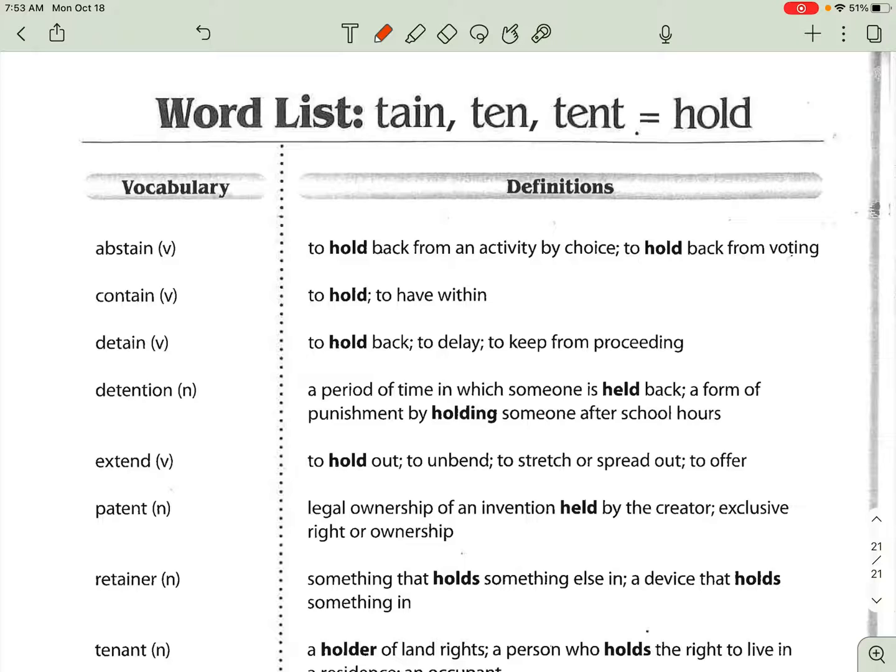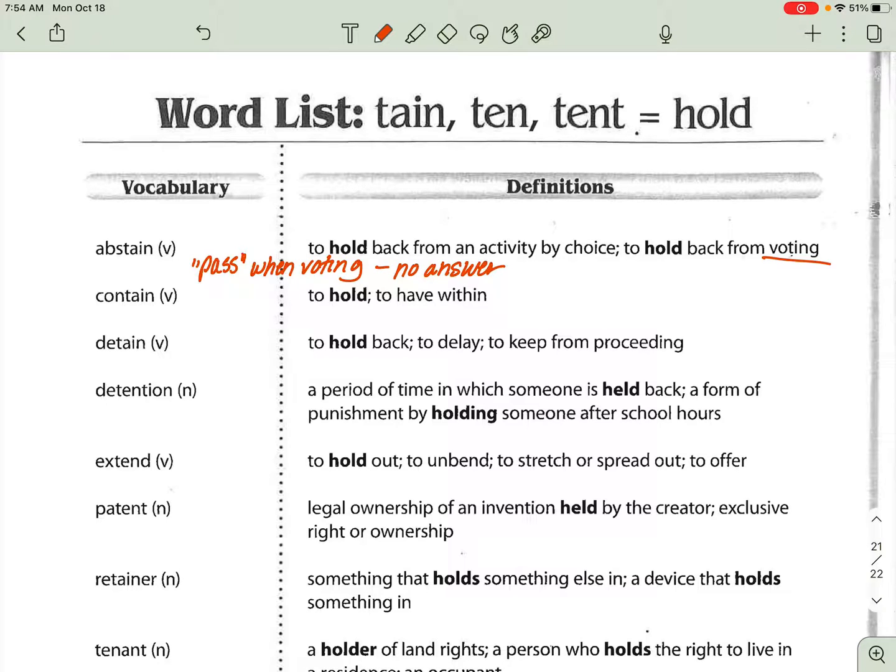So we've got the first one here that is abstain. It is to hold back from an activity by choice or to hold back from voting. That is what I always hear it for in most, is voting. It's like when you choose not to vote. So it's almost like a pass when you're voting, so that you don't have to give an answer, okay? So you don't do it.